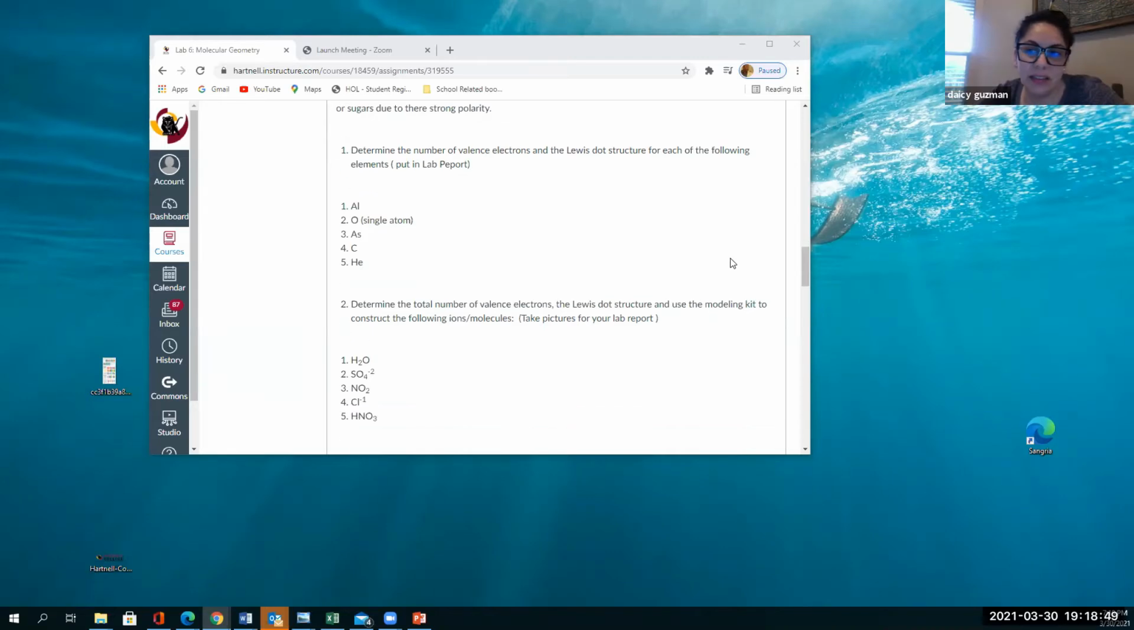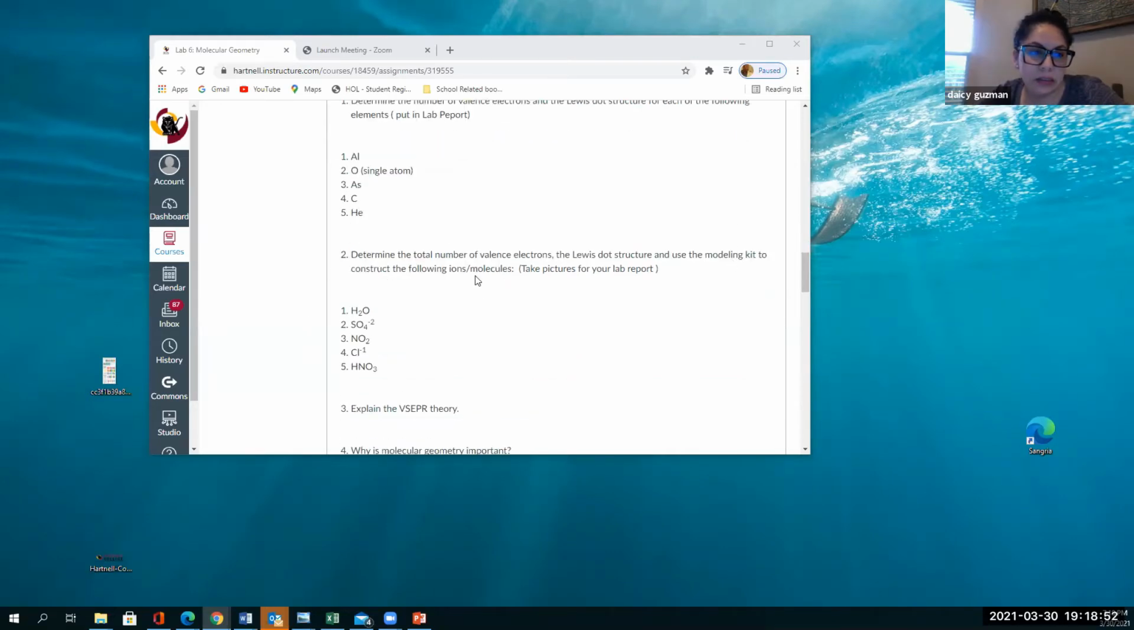Okay. So can you guys see my screen? You're going to need them for number 2. So you basically need at least 2 hydrogens, an oxygen. You'll need to be able to have at least 4 oxygens. You'll need nitrogen, a chlorine, which should be easy. And then you'll need hydrogen, nitrogen, and oxygen.